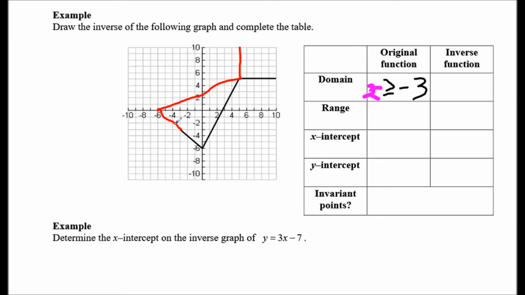Range. Is it just me, or are we going from -6 all the way up to 5? I believe that the range of this function is from -6 all the way up to 5. So I'm going to say -6 is less than or equal to y, less than or equal to 5. Hopefully I got that right. -6 all the way up to 5.